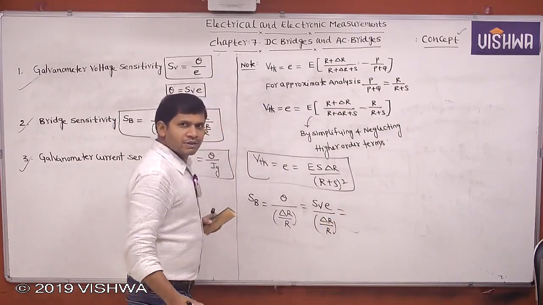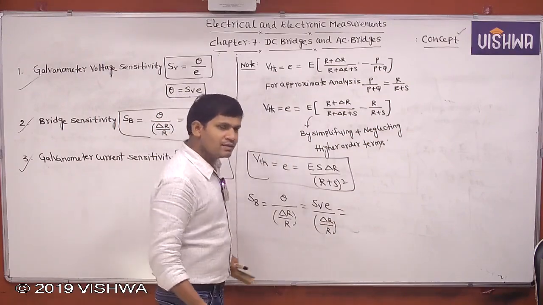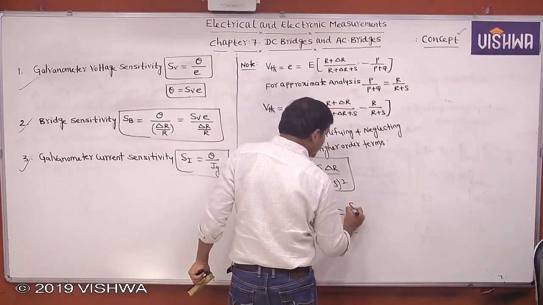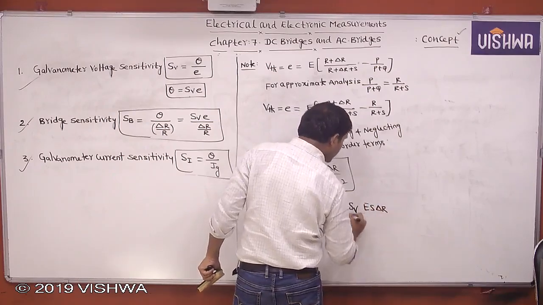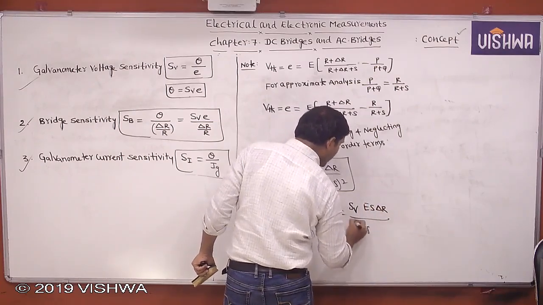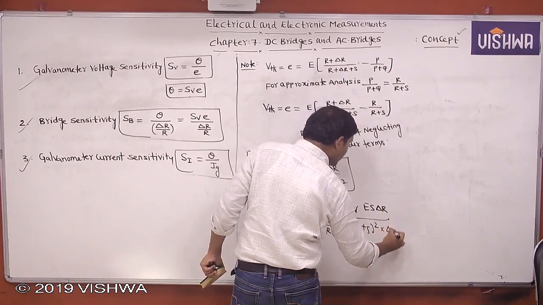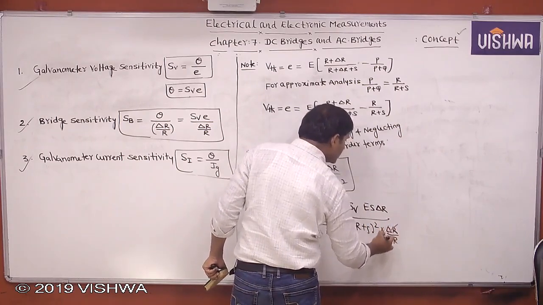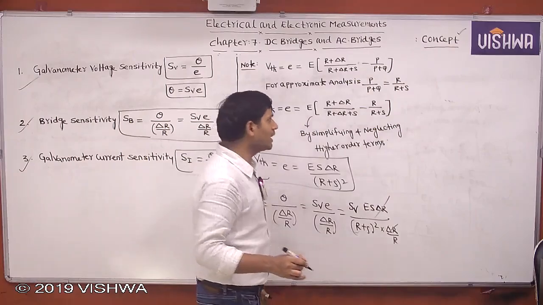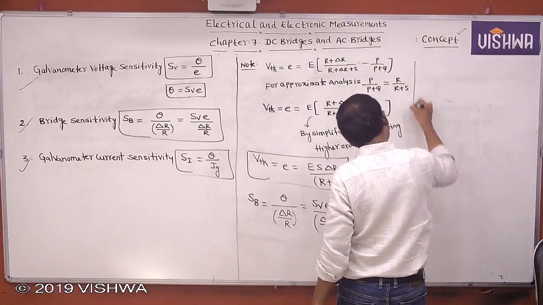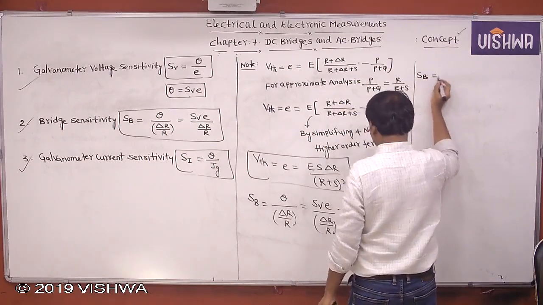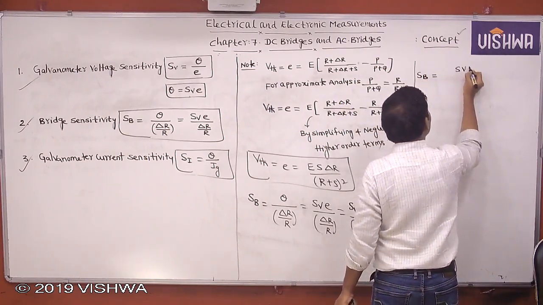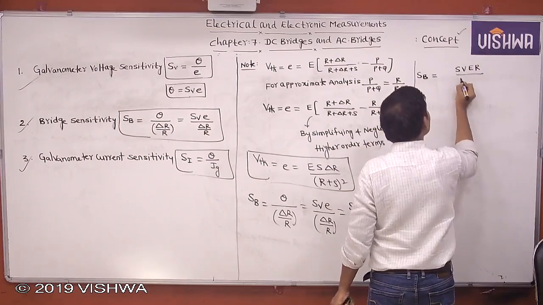I want to get one standard formula, that's why I am doing analysis like this. SV into what is E? ES into delta R by R plus S whole square into delta R by R. This delta R cancels. Is it correct? Now from this you tell me what the bridge sensitivity SB equals. SV into ER by R plus S whole square.